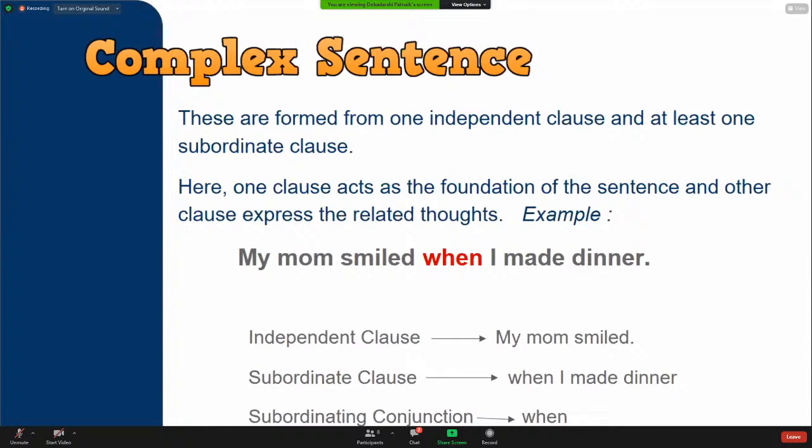It is not an independent sentence. Something is missing in there. When I made dinner, then what happened? Then what happened? My mother smiled. When I made dinner, then what? Then what?